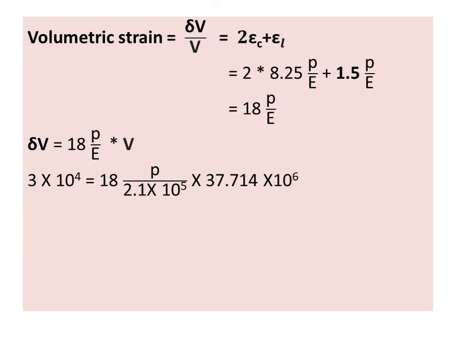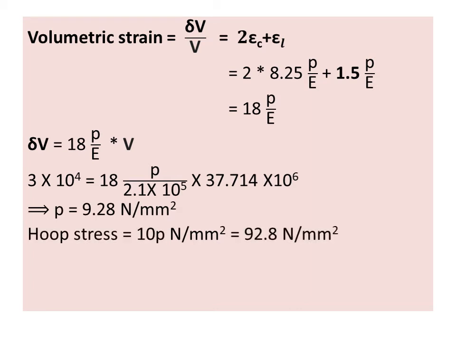In the problem, it is given that the additional volume of gas is 3 × 10^4. So by substituting delta V as 3 × 10^4, the volume 37.714 × 10^6, and Young's modulus 2.1 × 10^5, we will get the value of P as 9.28 N/mm².